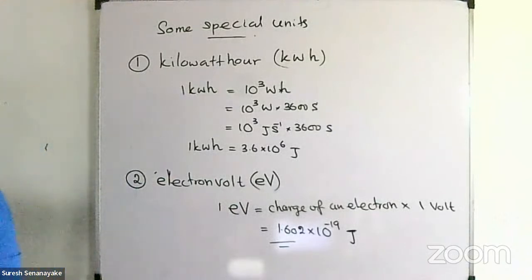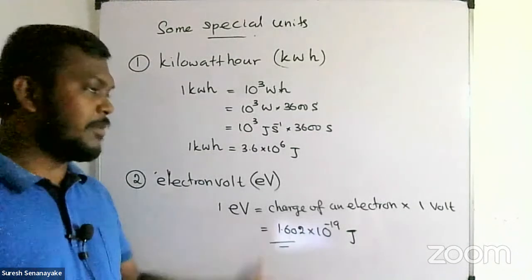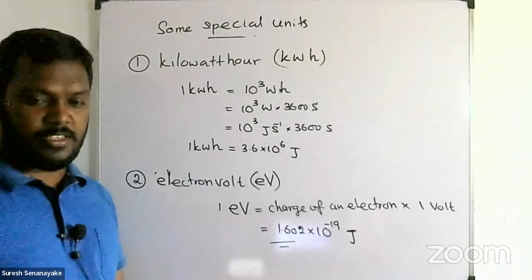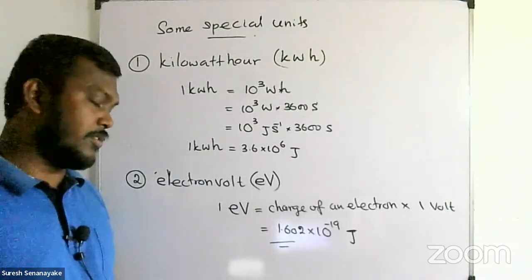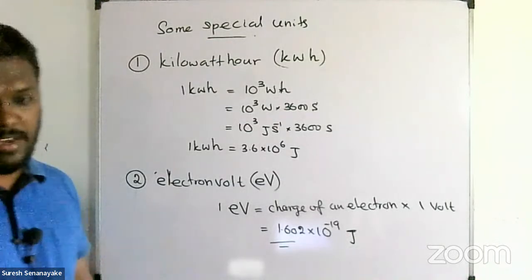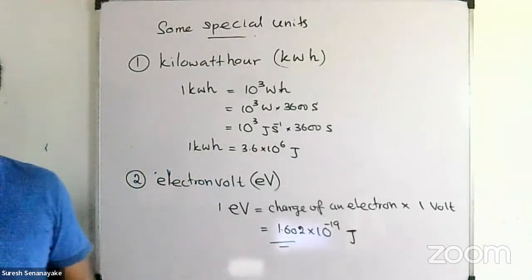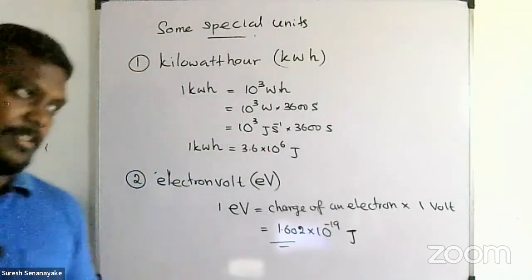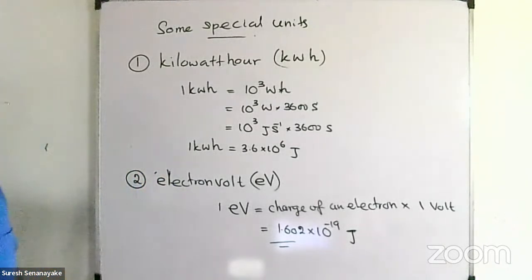Small energy, right? Because only 1 electron has this much energy under a 1 volt difference. If you consider 1 mole of substance, there are 6.022 into 10 to the 23, the Avogadro number, of atoms, so many electrons. That's how this large energy comes, because the number of free electrons in a material is very large.